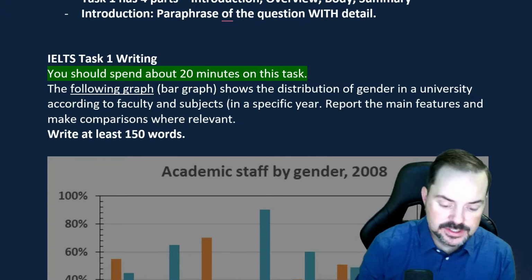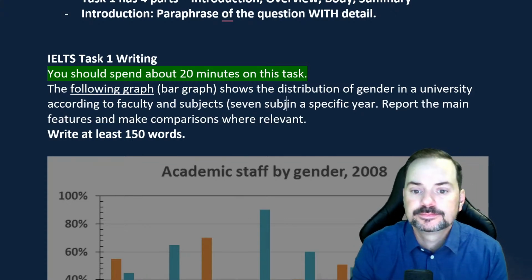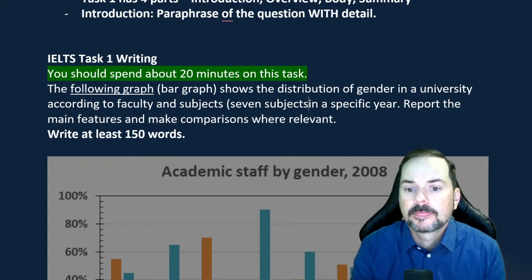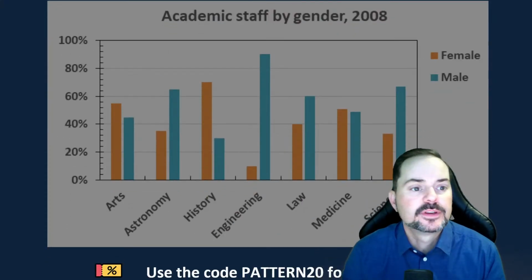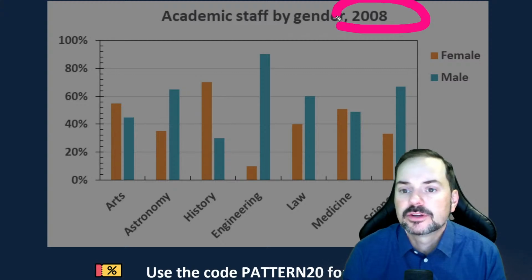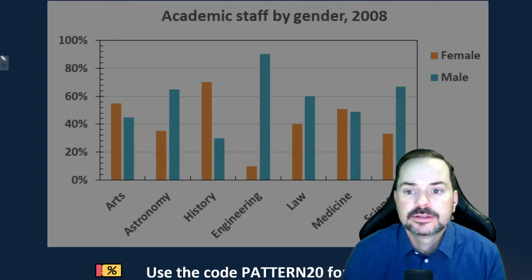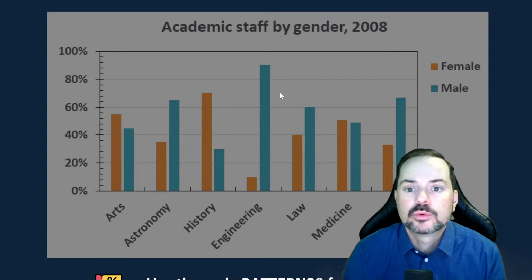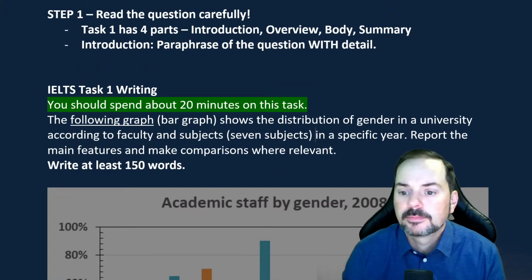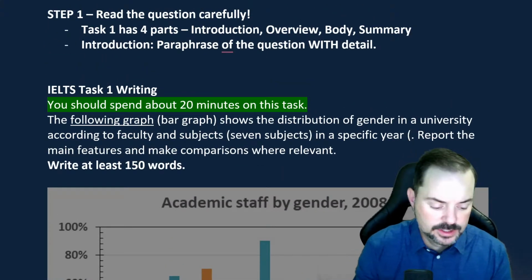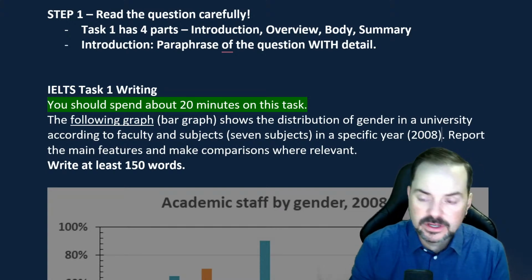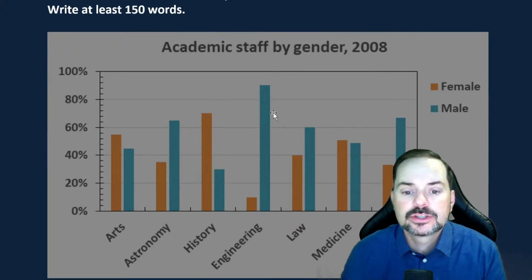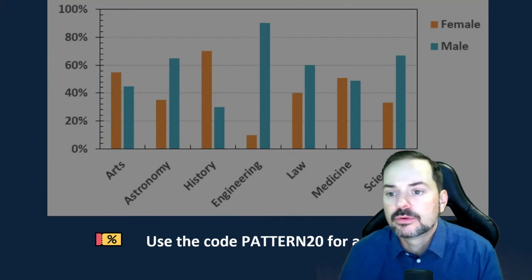So there's 7 subjects, in a specific year. What's that specific year? I know that that specific year is 2008. So I've got more information there. Okay, it's 2008. And I've got a couple of different colors of bars here. So I've got blue and orange.